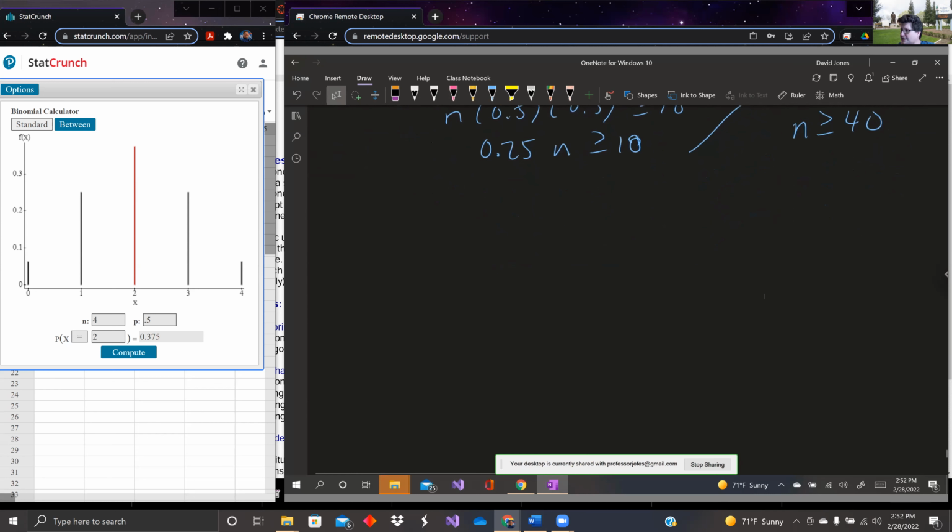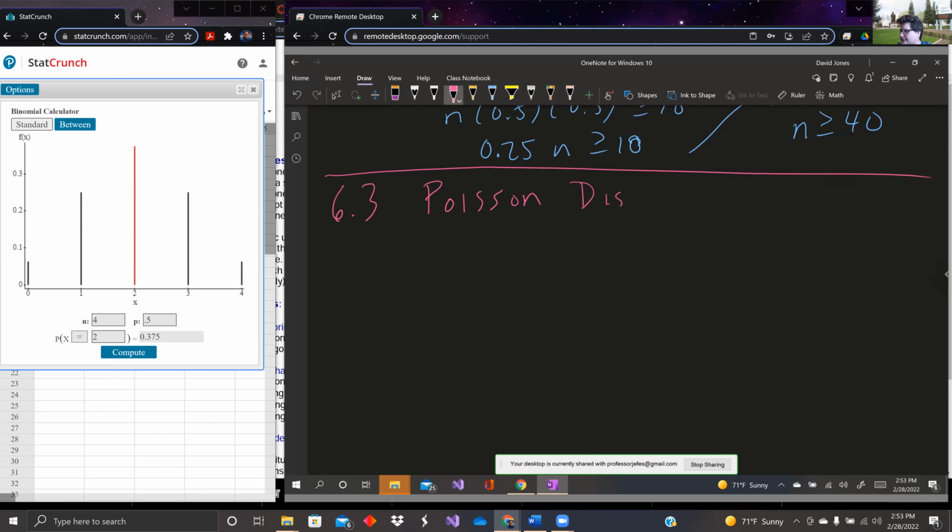So let's take a look at 6.3. And this is the word for it. And it's not poison, it looks like poison. It's Poisson. Poisson. That's how it's pronounced. It's some French guy. Good to know. Almost every single problem that uses a Poisson distribution says it.